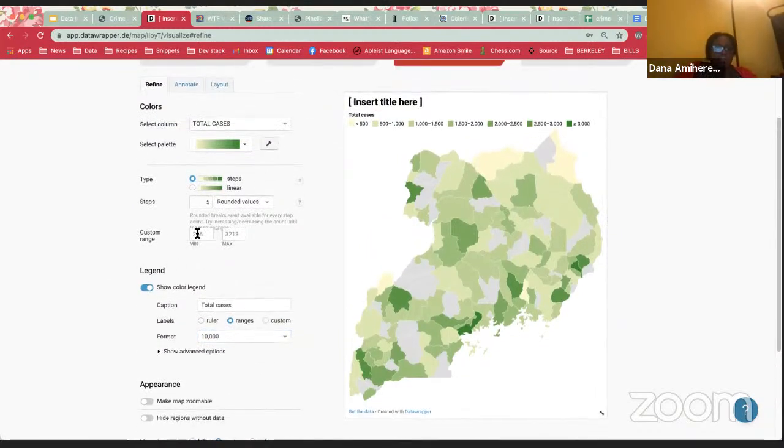There's also some other customization you can do here. You can start your range at a specific number. So if you wanted to start specifically at the absolute minimum number of cases, it tells you what it is in the box. It's 256, and then the highest number is 3,213.